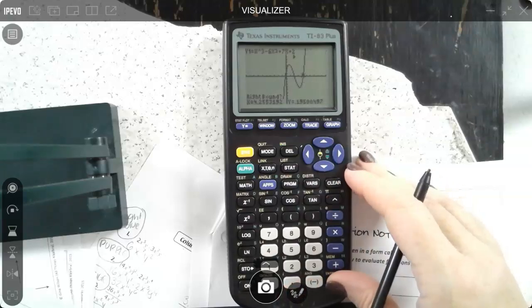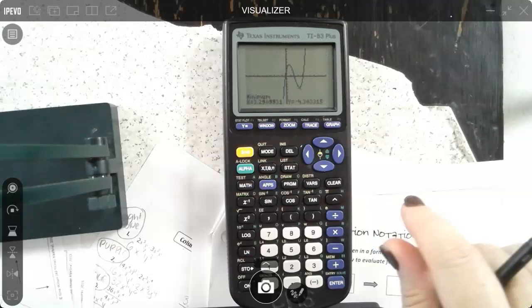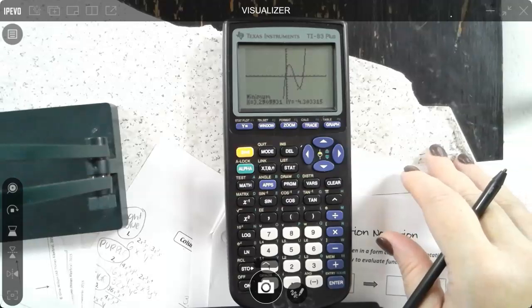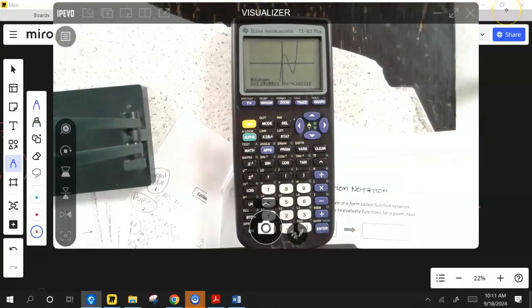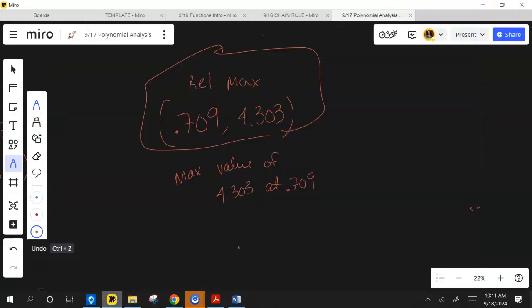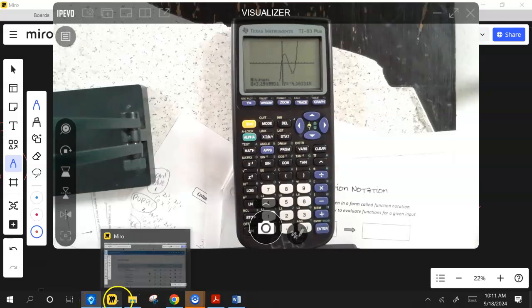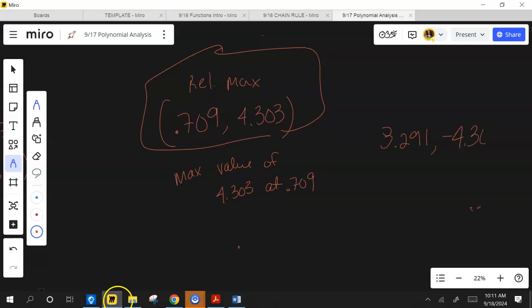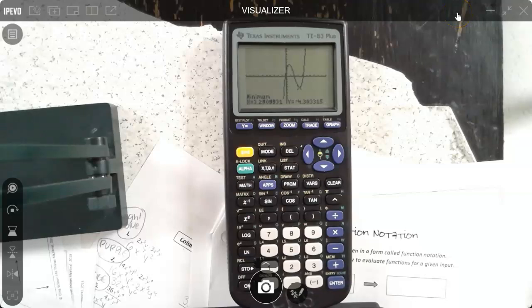Make sure on your calculator you can get the exact point that I got because that's what I'm going to be looking for. I'm looking for your 3 decimal places that are correct. So 3.291. Did you hit enter one more time? And negative 4.303. That point. Or, here, I'll put the calculator up. There it is. Yes.